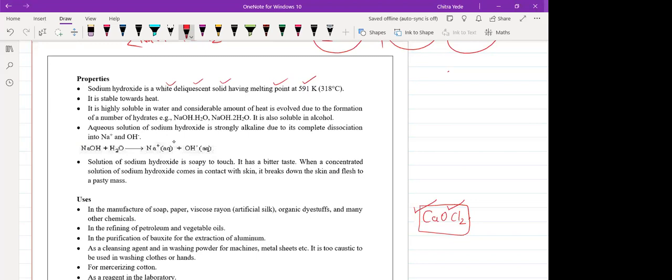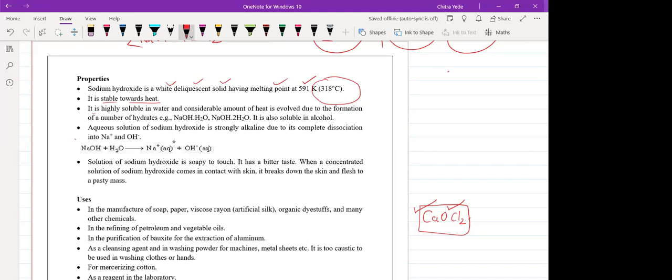Liquid form means in a solution form. Beta, solution form. It is not the melted form. It is a solution form. It is stable toward the heat. So see, its melting point is very high. It is 318 degrees Celsius, and it is quite high, right? That's why it shows thermal stability up to 300 degrees Celsius.